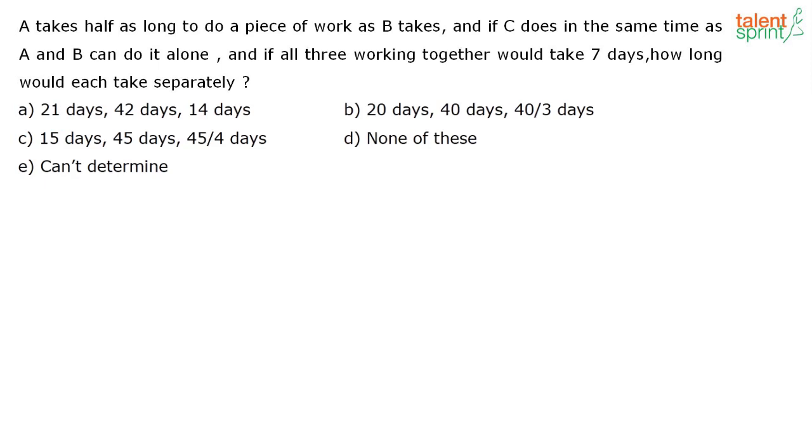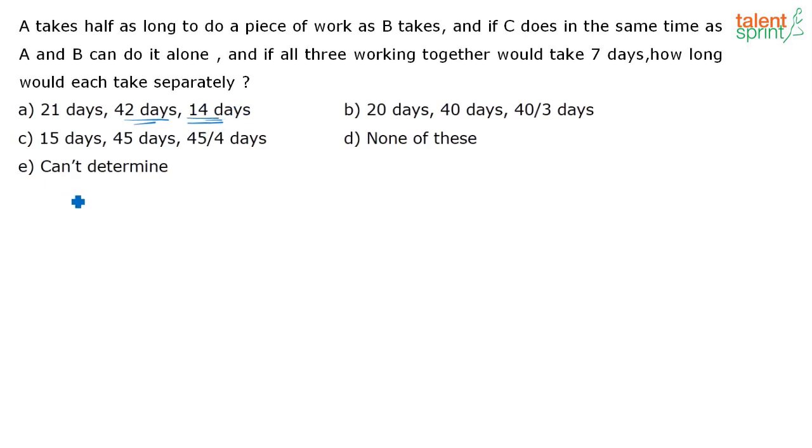A takes half as long to do a work as B takes. So in option A, B is taking 42 days. Half as long means A should take 21 days. C does it in the same time as A and B together. So C should take how many days? 21 plus 42 days, correct? That should be the time taken by C. Here it is only 14 days. So how is it satisfying?